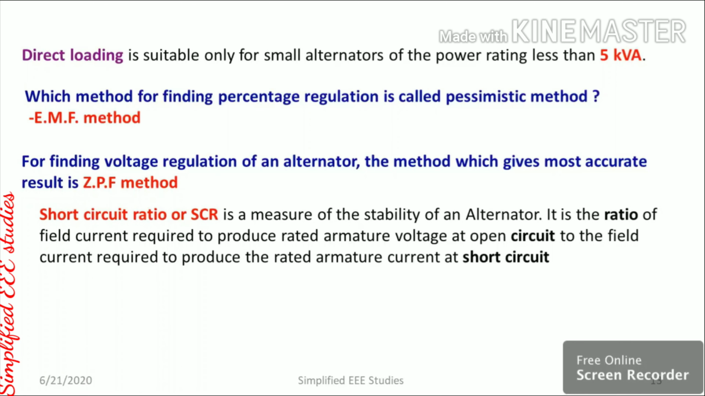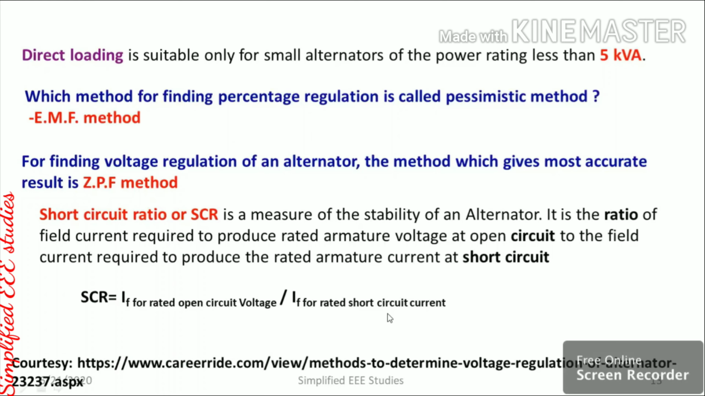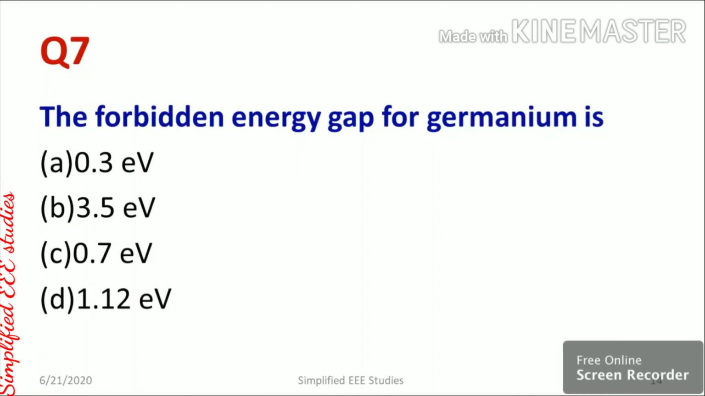Then one more important terminology is known as SCR, or you can call it short circuit ratio. What do we mean by short circuit ratio? It measures the stability of an alternator. Let us define short circuit ratio. It is the ratio of field current required to produce rated armature voltage at open circuit to the field current required to produce the rated armature current at short circuit. Mathematically, SCR can be written as the ratio between IF for rated open circuit voltage to IF for the rated short circuit current. So that's the peculiarity of SCR. So these are the general terminologies you should understand.